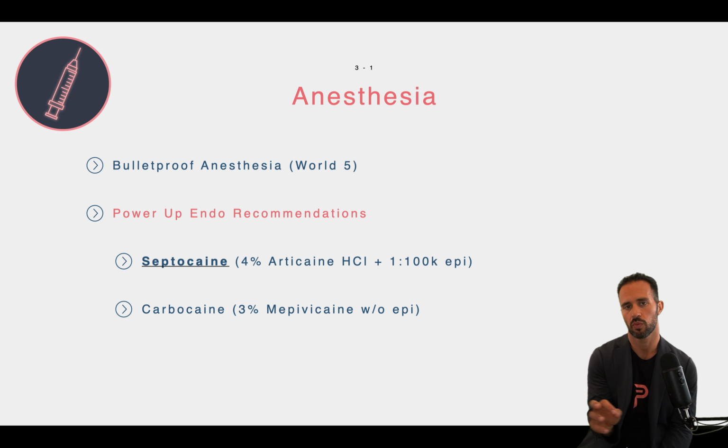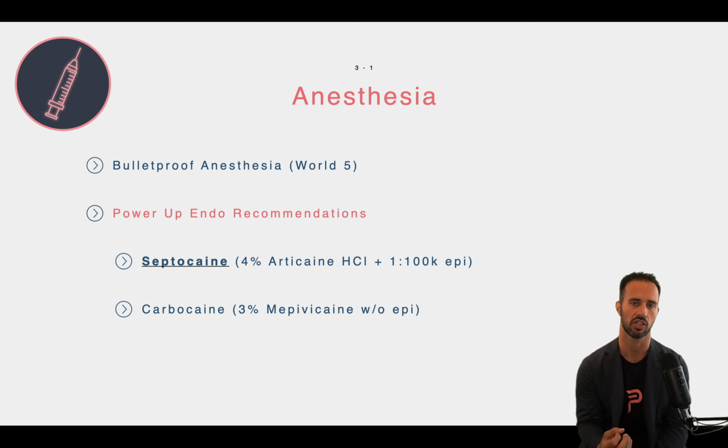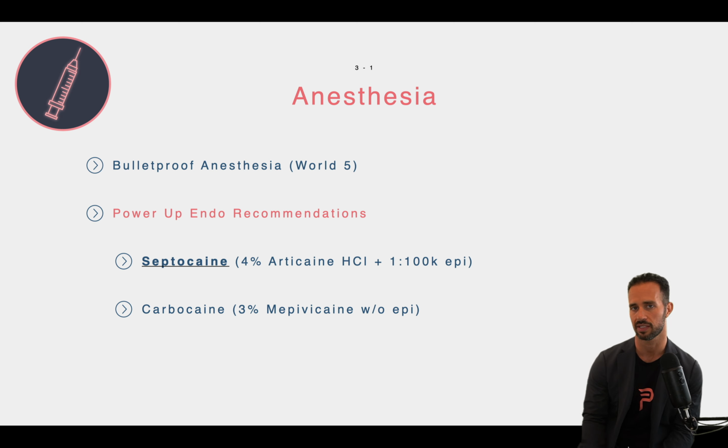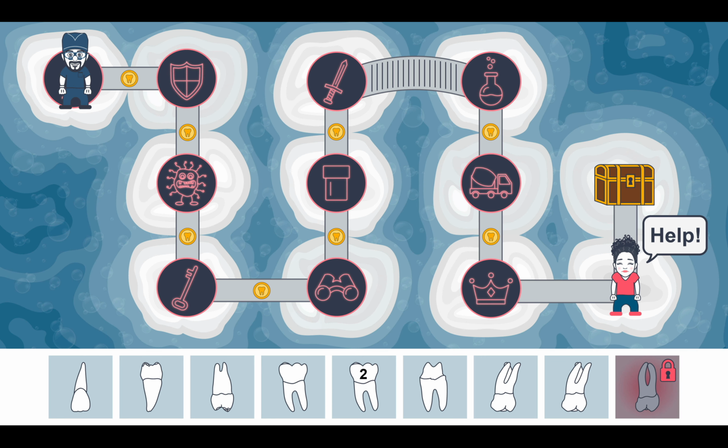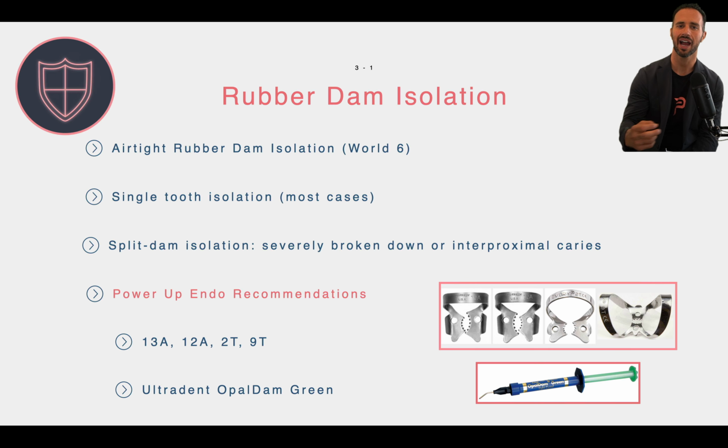It's one thing if you're doing shallow restorations that are maybe a half a millimeter to a millimeter in depth, but once you're getting deep into the core of the tooth, you need profound anesthesia, and I have found that Septocaine is going to give you a much more profound level of anesthesia over Xylocaine, and that's backed up in the literature as well. So once you've achieved your bulletproof anesthesia, we're going to proceed to achieving airtight rubber dam isolation. So I have an entire world dedicated to achieving airtight rubber dam isolation.